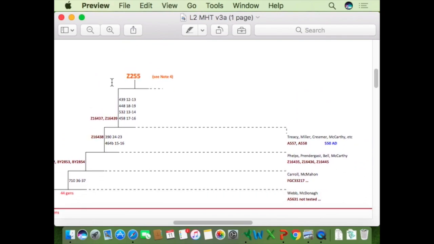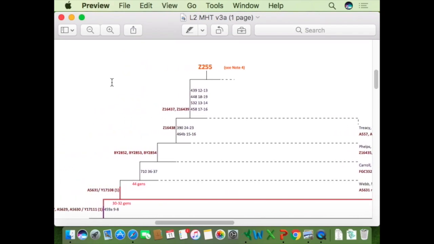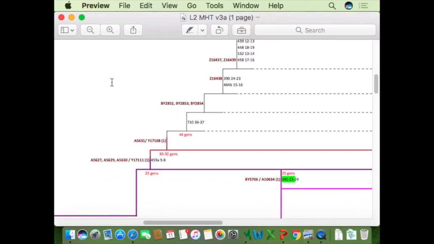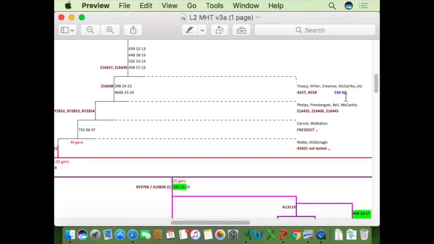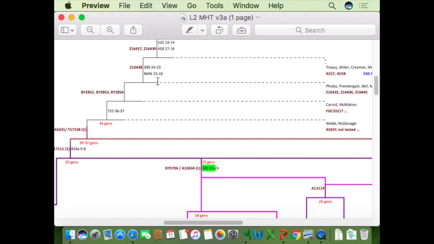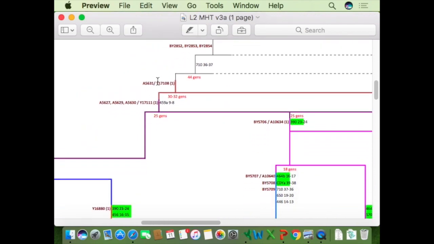So there we have Z255, dated to about 300 AD, and we come down through the various mutations. You can see that related surnames, Tracy, Miller, Phelps, Prendergast, Carroll, McMahon, Webb, and McDonough, they branch off as time goes on, and there are STR mutations along the way, which I was able to get from Nigel McCarthy's brilliant work on the Z25 project. So a lot of my work was based on what Nigel has done.